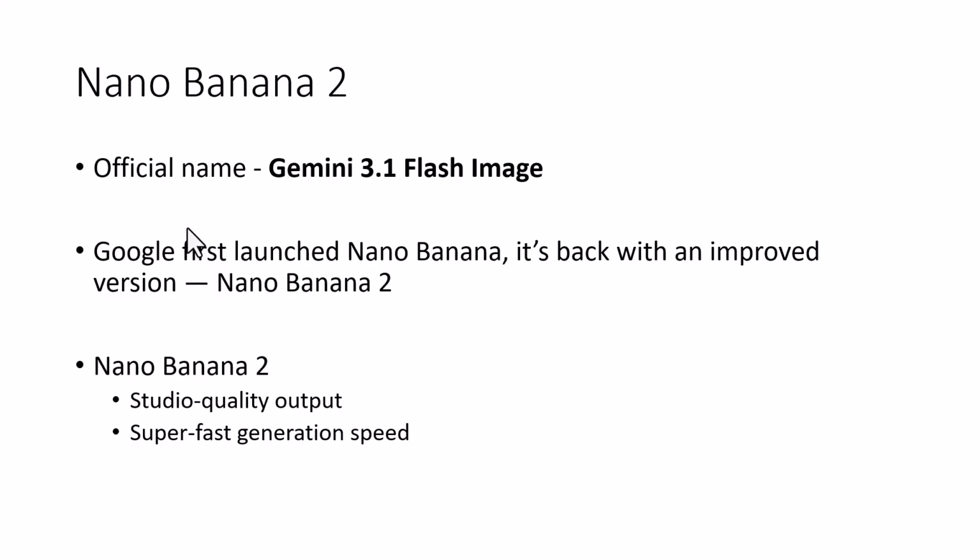So what happened? Google first launched Nano Banana and it set a new standard for AI image generation. It became popular because of its quality and speed. Now Google is back with an improved version, Nano Banana 2. And interestingly, it did not get beaten by competitors, it got beaten by its own upgrade.